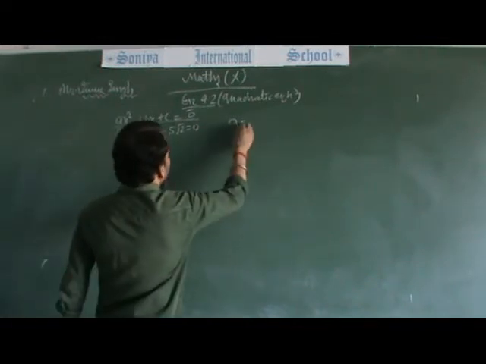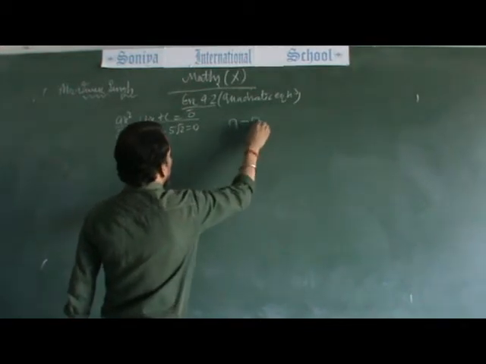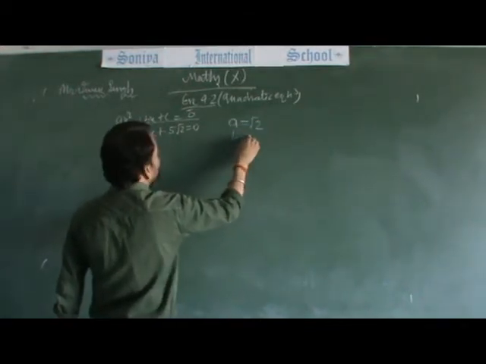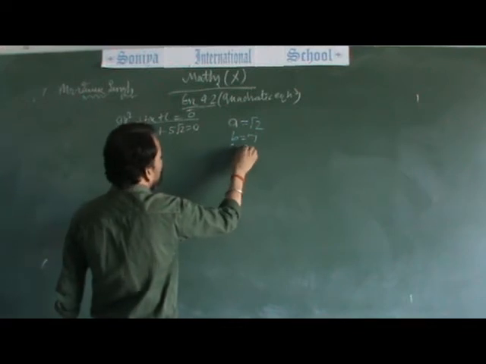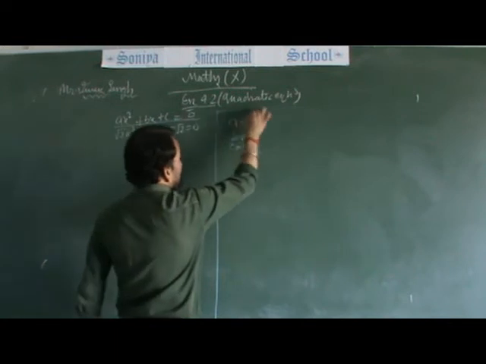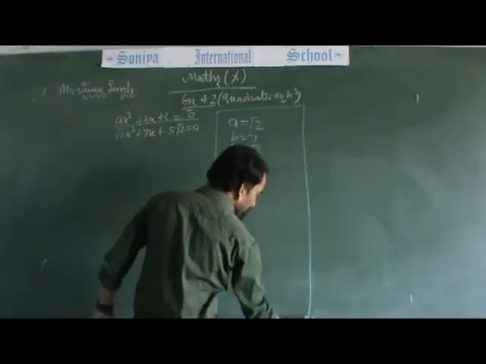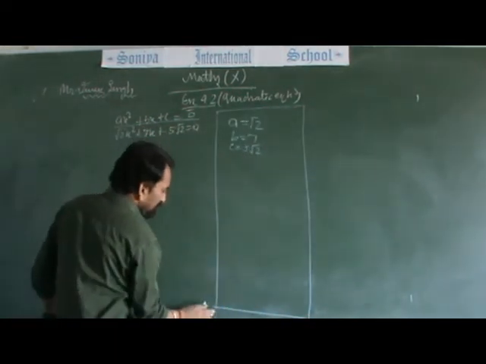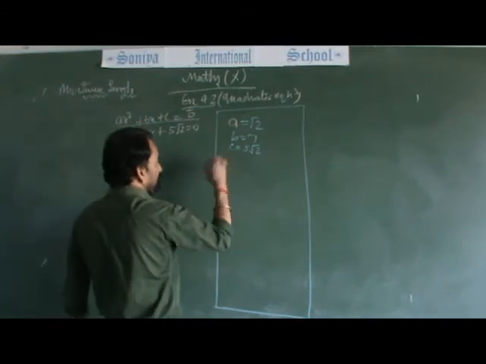a equals root 2, b equals 7, c equals 5 root 2. Very basic concept I am giving. If you are joining the class today, then don't worry, you will pick up from here.